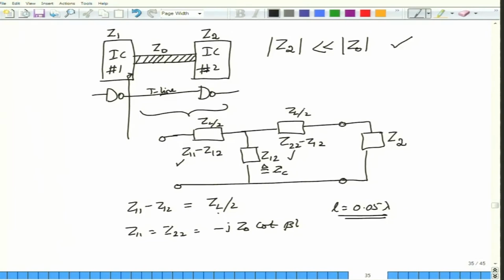Anyway, coming back, if I consider a length of 0.05 lambda here, I can find out what would be beta. Z0 we do not really need to do anything with here, and substituting for beta and L here, beta in terms of lambda, because beta is nothing but 2 pi by lambda. So, substitute, evaluate this cot, and what you get is minus J 3.07 Z0. So, this is the value that you get for Z11. You can find out what Z12 is as well. I will leave this as an exercise. Remember, this is minus J Z0 cosecant of beta L. So, this turns out to be minus J 3.24 into Z0. Okay. So, this is Z12.